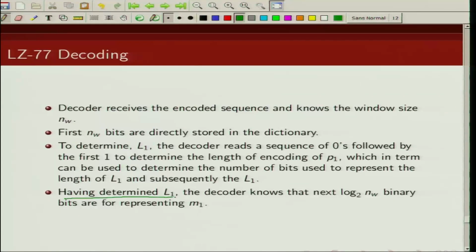Now, having determined L1, since we are using a fixed number of bits to represent M, we know what the next bits are that we should look at. In our example, our NW is 8. So that means we are using the next 3 bits to represent M. Depending on the value of M from 0 to 7, we use 000 to 111 to represent M. So we can find out what L1 and M1 are.